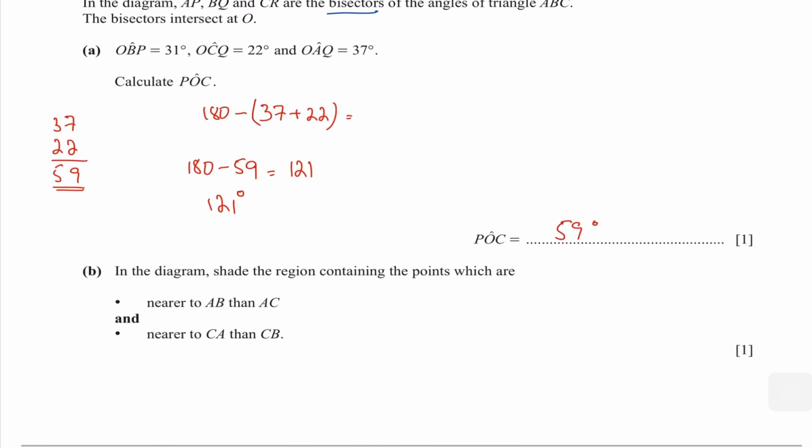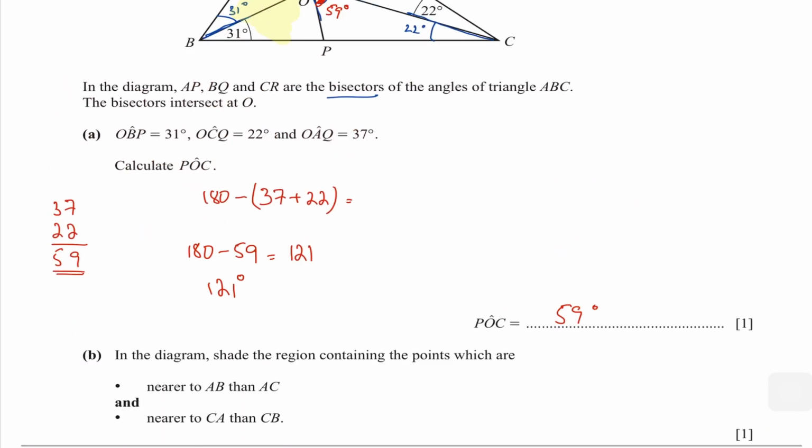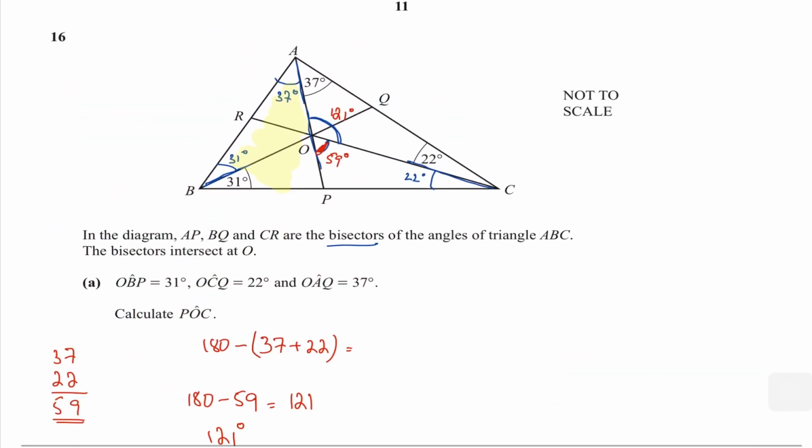The next part is related to loci. It says, in the diagram shade the region containing the points which are nearer to AB than AC. Nearer to AB than AC is going to be this region that I am highlighting. And nearer to CA than CB is going to be this region. So what's the region where both conditions are met? That is this region that I'm highlighting in red. So this right here is going to be our final answer.